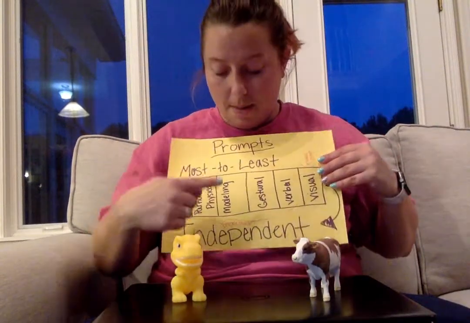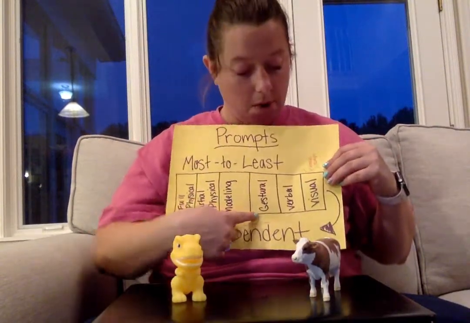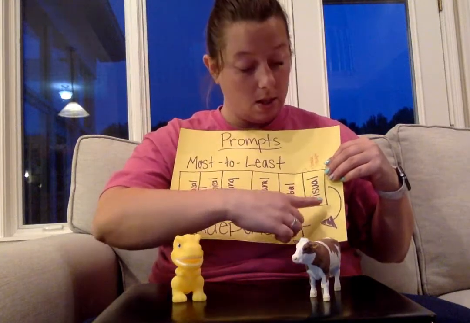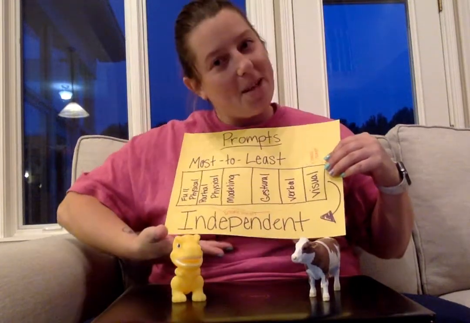Just to review, we have the six: full physical, partial physical, modeling, gestural prompt, verbal prompt, visual prompt, and independence.